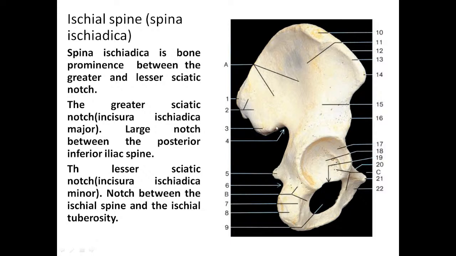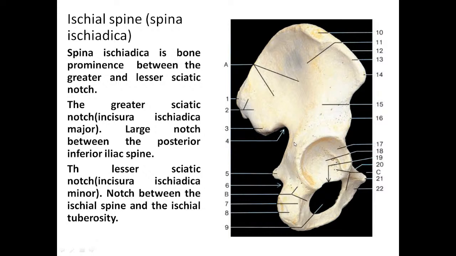The greater sciatic notch, incisura ischiadica major, is a large notch located between the posterior inferior iliac spine and spina ischiadica. The lesser sciatic notch, incisura ischiadica minor, is a notch located between the ischial spine and ischial tuberosity. This is the greater sciatic notch.